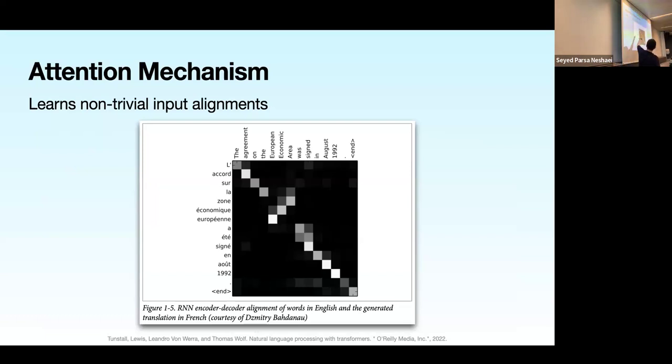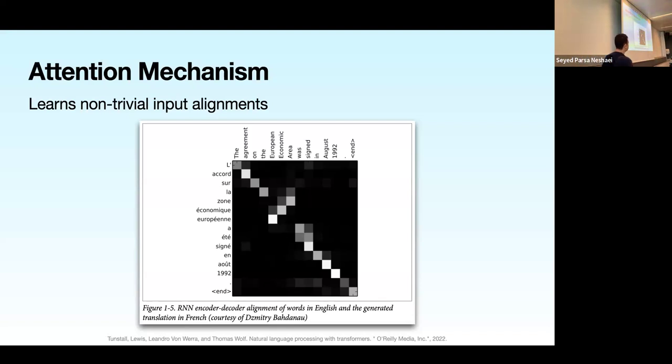For example, you can see here that the attention is higher between the corresponding words of agreement. For most words it's very obvious because the order is the same, but where the order is not the same, you can see the model has recognized it. For example, economy: here the position is different. In French it's economic European, but in English it's European economic. And the model has recognized, as you can see here, that European matches with European and economic matches with economic.